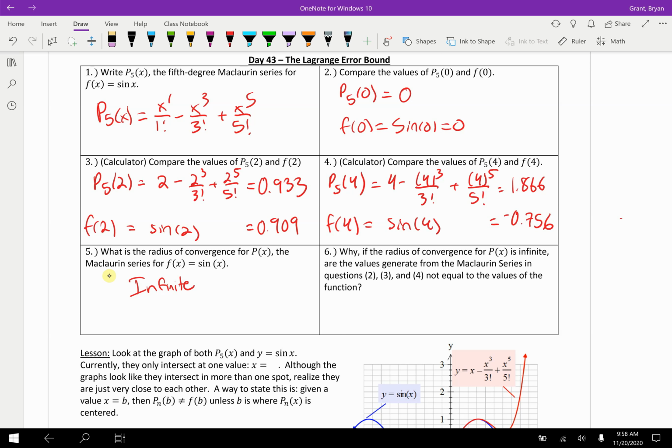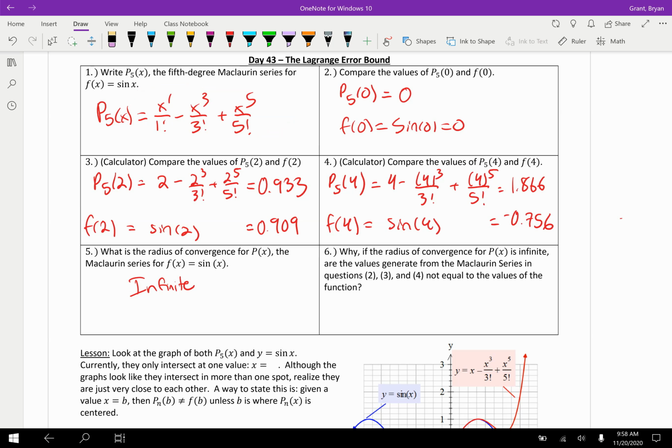But how come if my radius is infinite, I'm not getting the same answers? In fact, I got the same answers at 0, and then 2 was pretty close, but honestly 4 was quite a decent ways away. How come my tangent function, my power series, is getting worse for approximations? Well, hopefully you would say that it's because we only used 3 terms here.